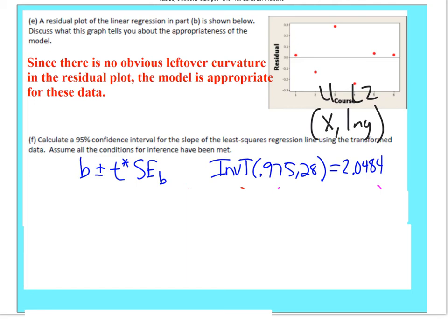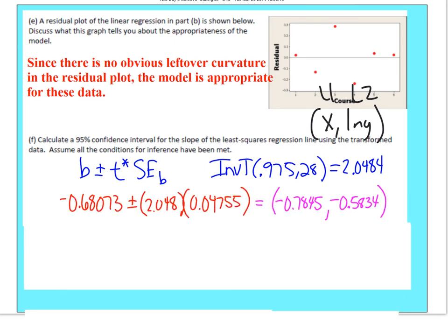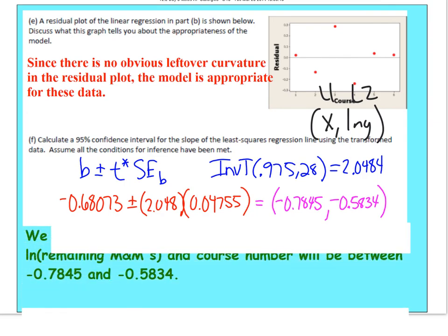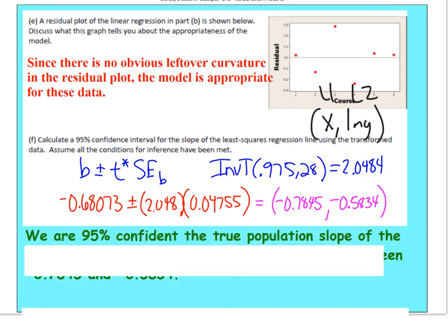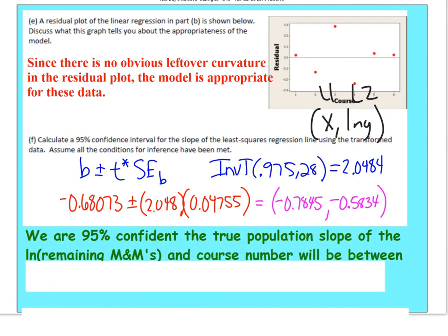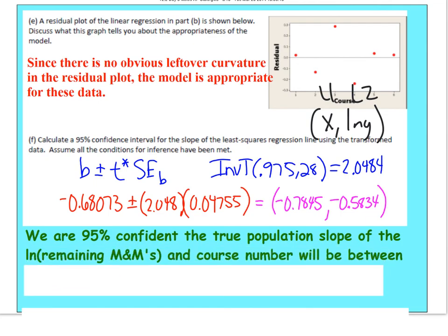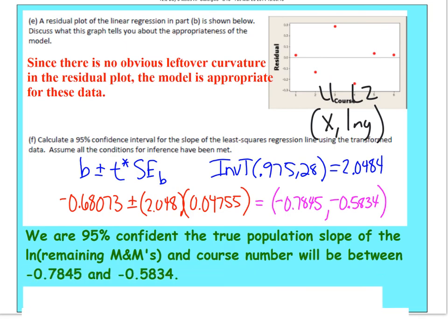If I go on in and put this data into my calculator, I go to my tests and run the confidence interval for the slope, so the t-interval for the slope. We are going to end up getting b and the standard error. It will compute our confidence interval for us here. Therefore, what we can say is that we're 95% confident the true population slope of the natural log of remaining M&Ms and the course number will be between this range.